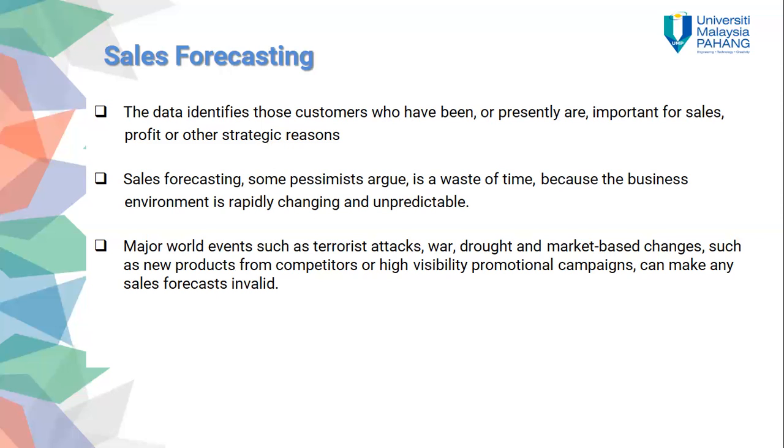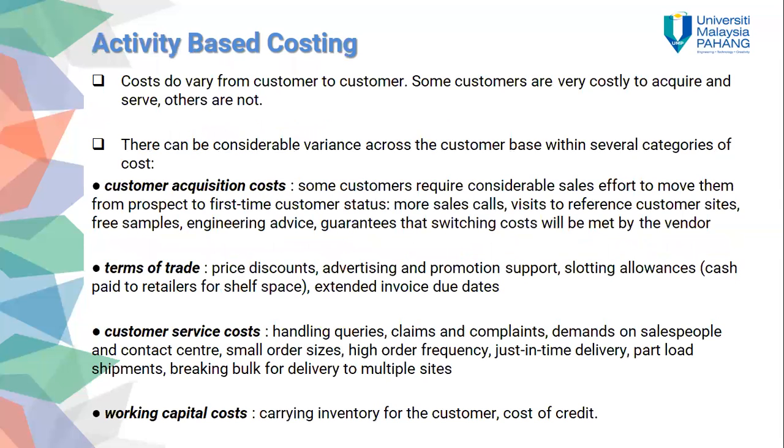For example, we currently have the COVID pandemic, maybe terrorist attack, drought, and then market-based changes and so on. So all this will lead to changes in the sales forecasting in the future. Unpredictable events. Now we go into activity-based costing.